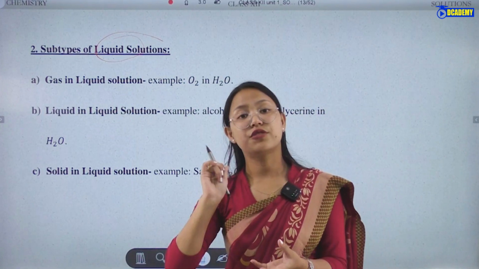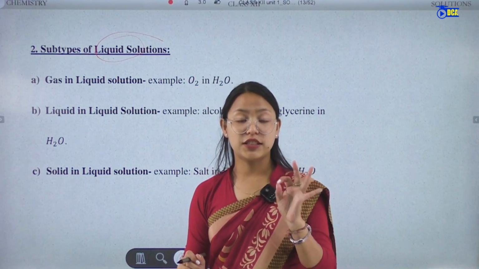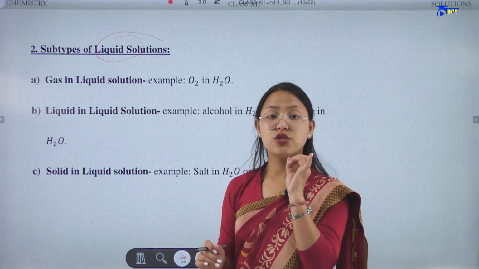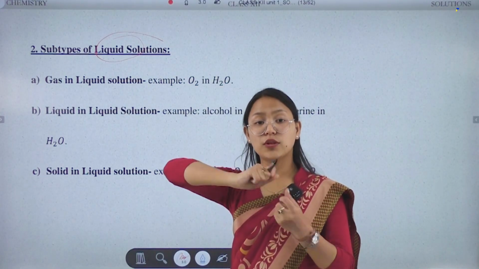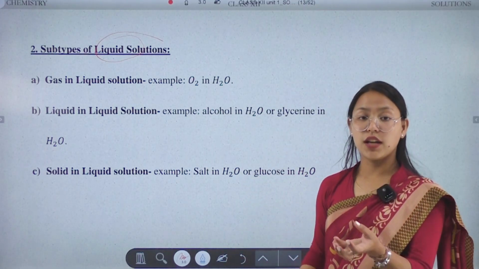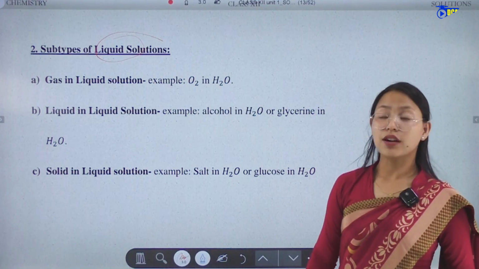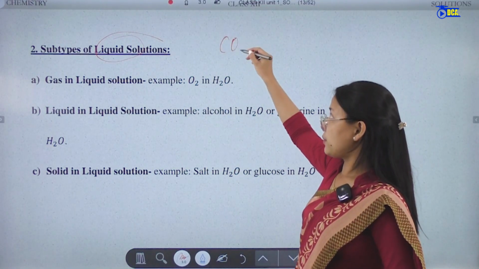Soft drinks like Sprite, Maaza, Fanta, Coca-Cola: when we open them, the gas pumps out, right? Bubbles come out. What is that gas? That is carbon dioxide.